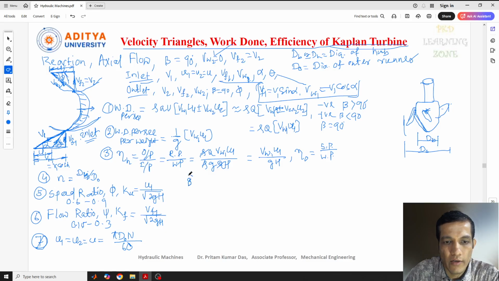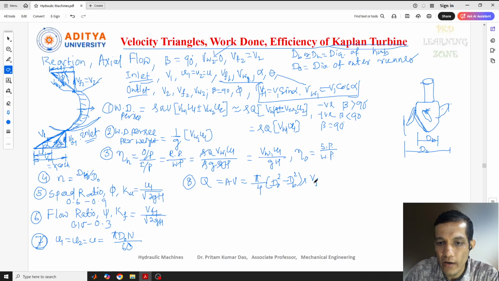Now here the discharge of the fluid we can write. We know that the formula is AV. So AV here, the area we need to write in this way, pi by 4 into d naught square minus dB square, into whatever the V. Here V is considered as VF1, the flow velocity at the outlet condition. And we need to consider some other terminology, like VF1 equal to VF2. Okay, this is the terminology.